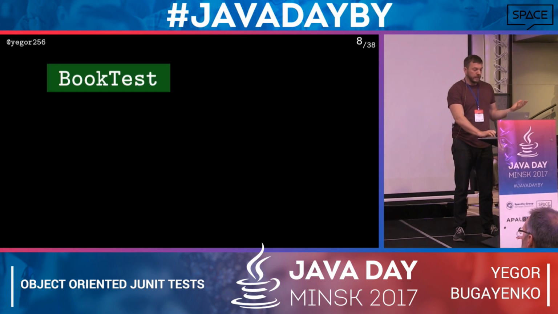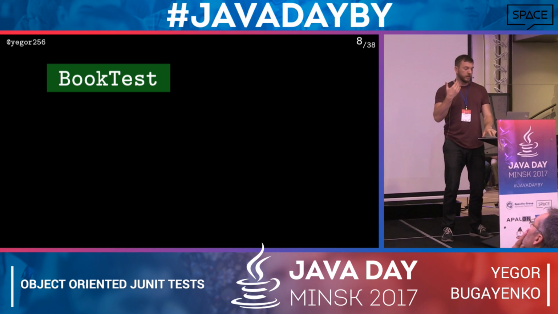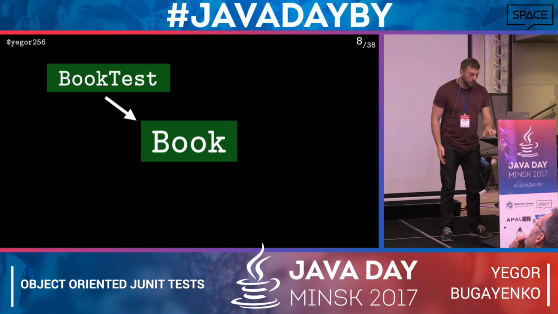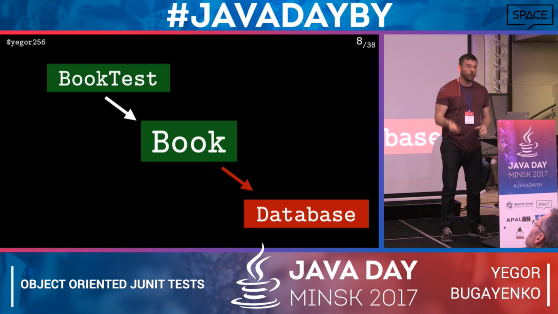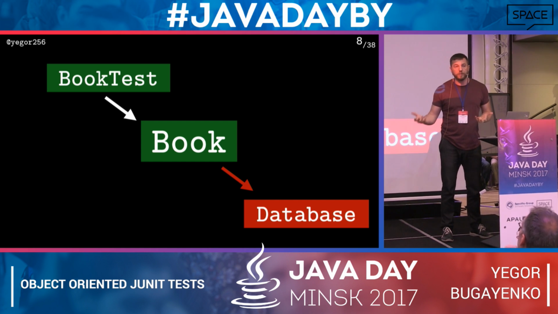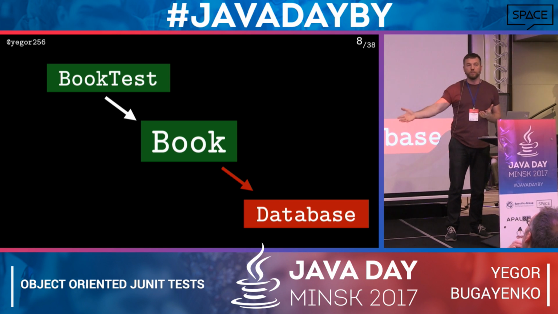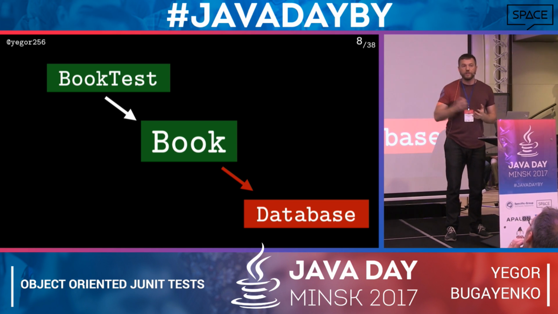Let's try to create a unit test. So we will need a book test, which is a unit test. Then the book test will instantiate the book, and then the book will go to the database. That is called a dependency, which is not really what we want in our unit test, because we don't want the unit test to go to the real database and try to connect to MySQL or whatever and retrieve the data from there.